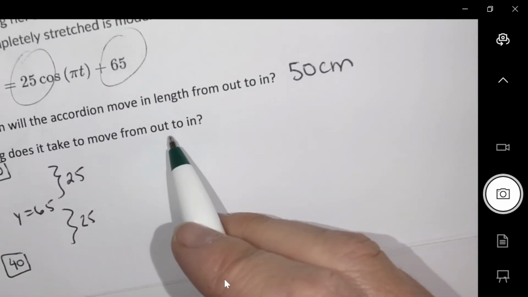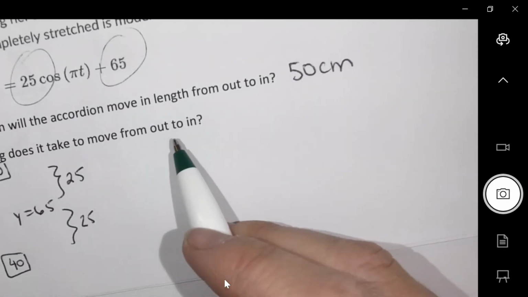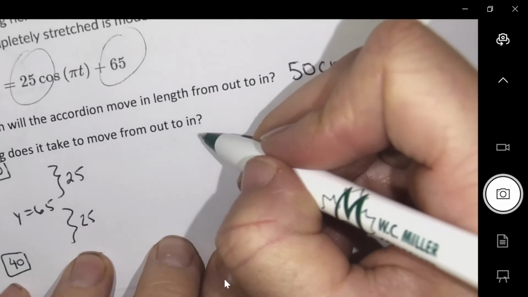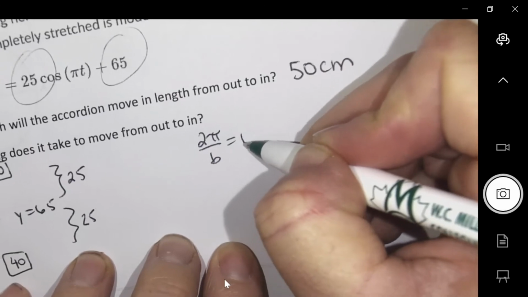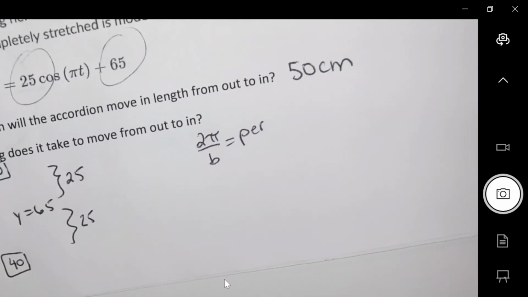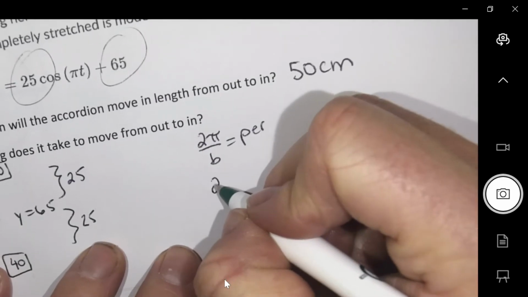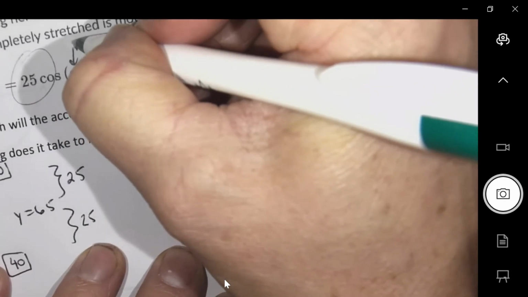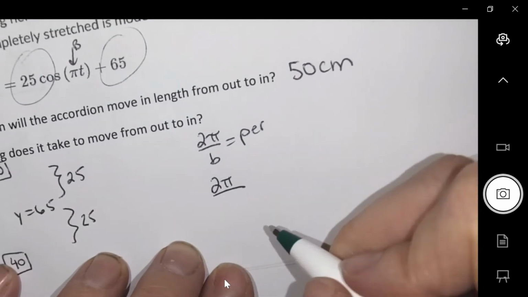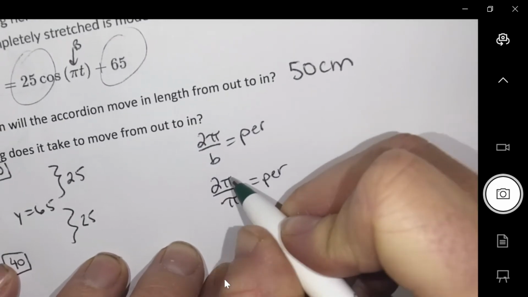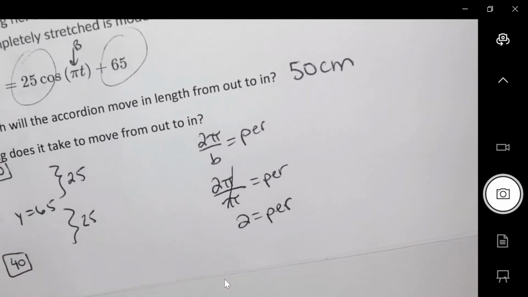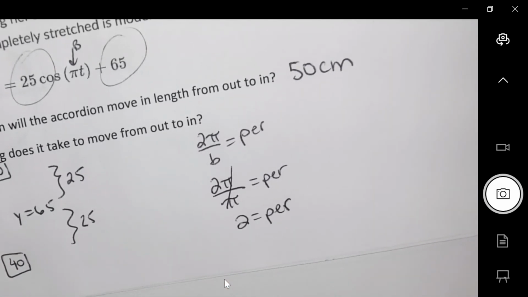How long does it take to move from out to in? Okay, so we are going to do the 2 pi over b. 2 pi over b is going to be a period. So 2 pi, and the b number is pi. So the period of this is 2 seconds.